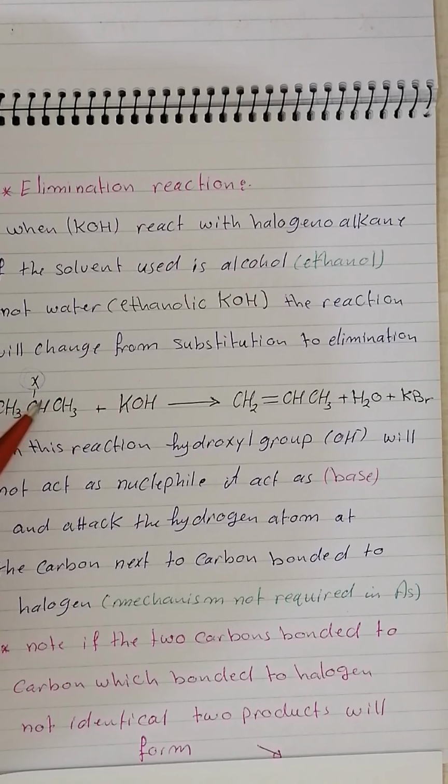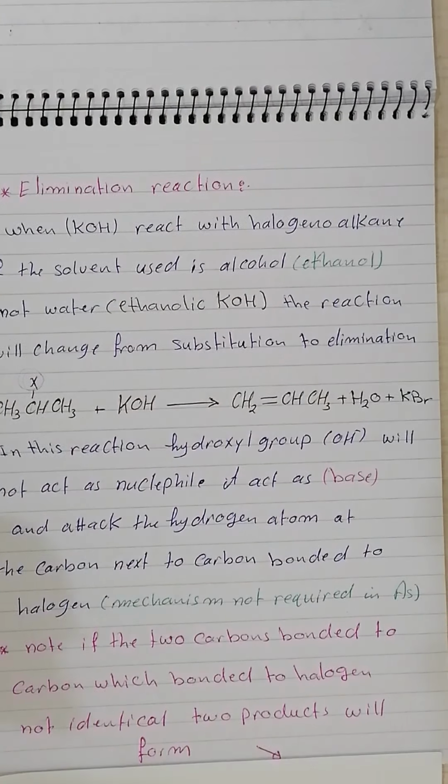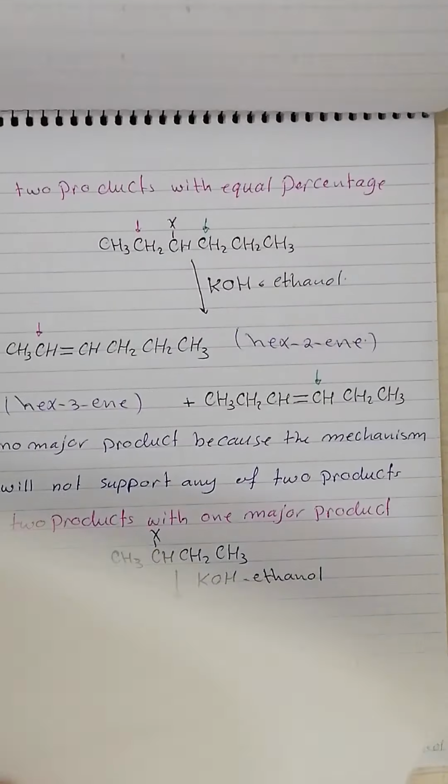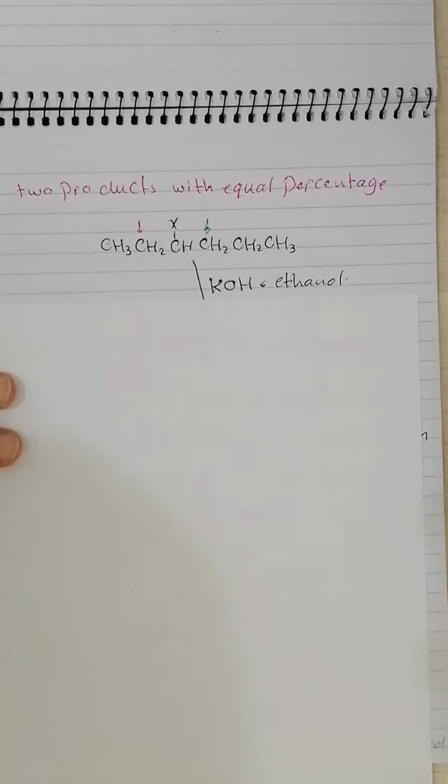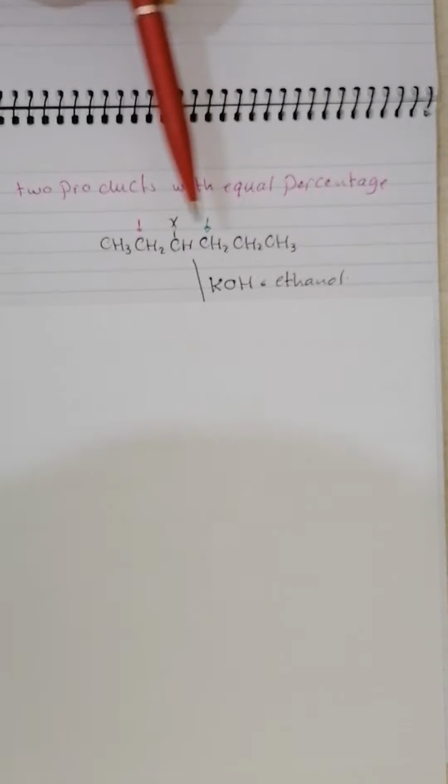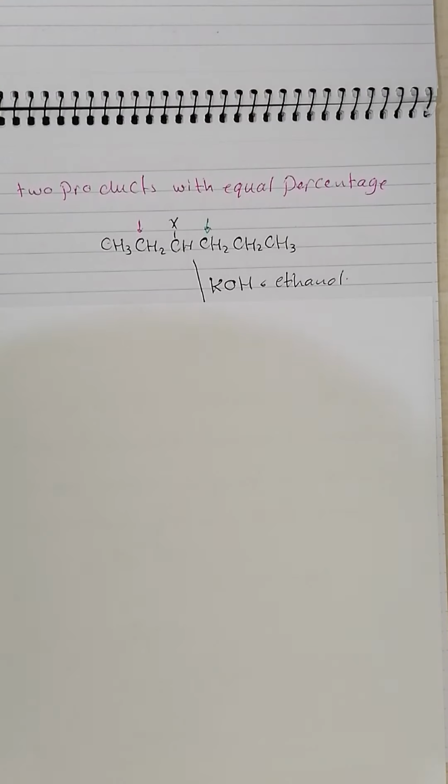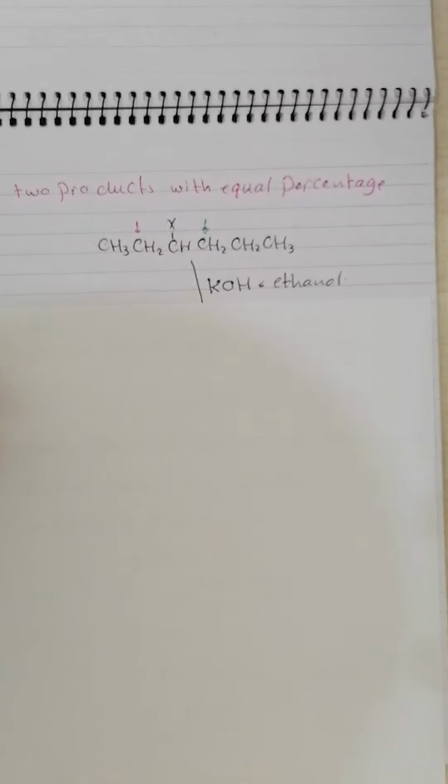Here the carbon which is bonded to halogen divides the molecule into symmetrical parts. This part is symmetrically identical with this part, so we will have one product. If you remove this hydrogen or this hydrogen, it will be the same. But what will happen if we have different sides? Like here, this is the carbon which is bonded to halogen. If you look at the left side, it's not identical with the right side, so we will get two products.